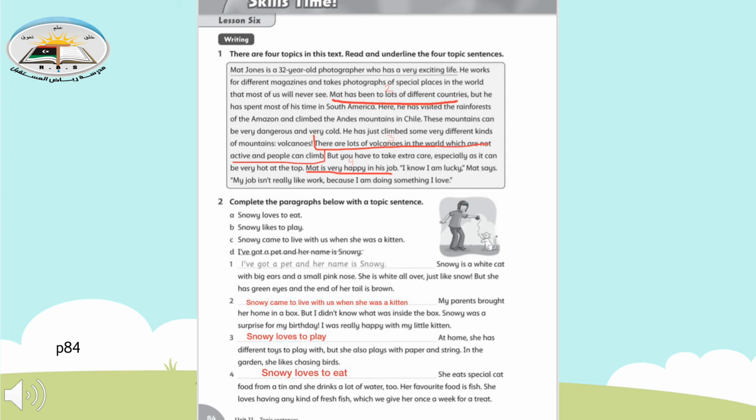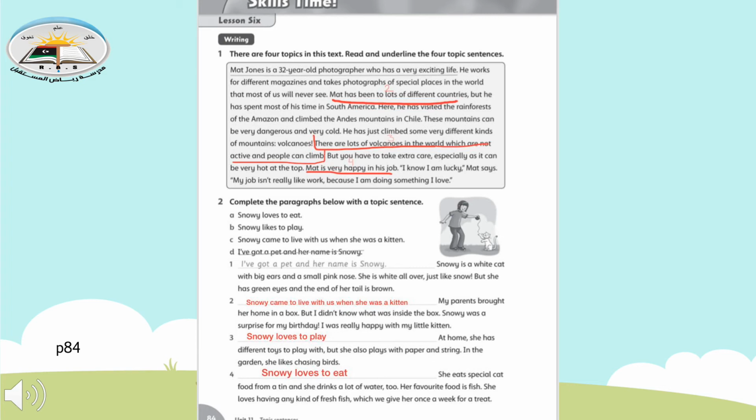Now we read the text, now let's take out the topic sentences. Our first topic sentence: Matt Jones is a 30-year-old photographer who has a very exciting life. Now this is number 1. Number 2, in the third line, we have: Matt has been to lots of different countries. This is topic sentence number 2. Topic sentence number 3 is: there are lots of volcanoes in the world which are not active and people can climb. Now this is number 3. Number 4: Matt is very happy in his job. Now this is number 4.